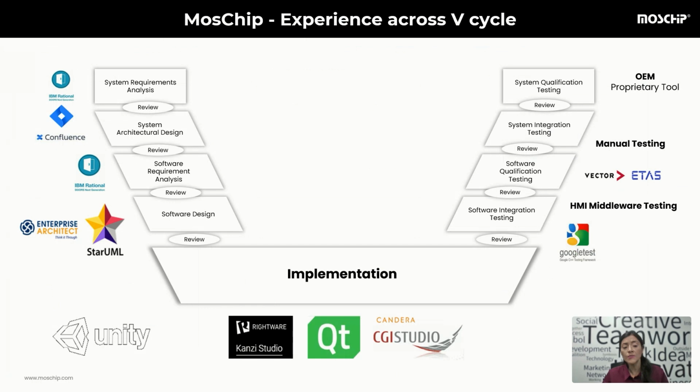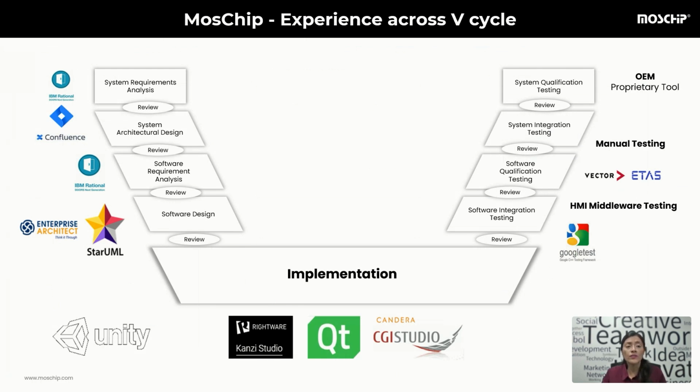So, from a FuSa perspective, the V cycle is where safety is engineered in every layer. And this is where Moschip operates end to end. On the left, we drive the traceability from system requirements to software architecture using tools like DOORS, Confluence, and Enterprise Architect to ensure ASIC level rigor.